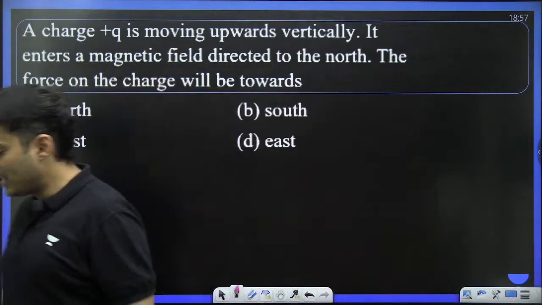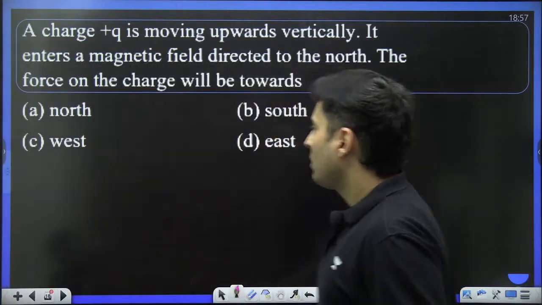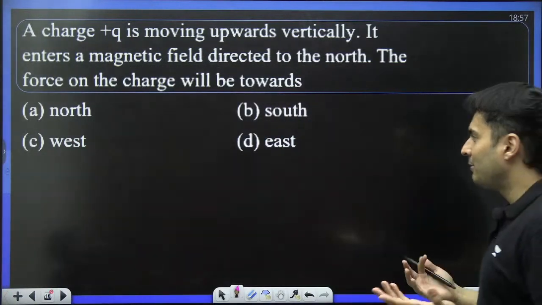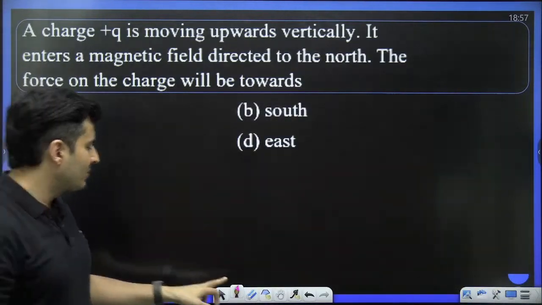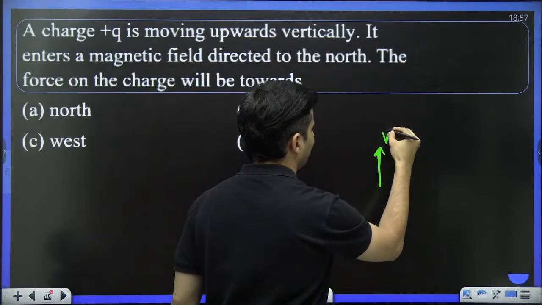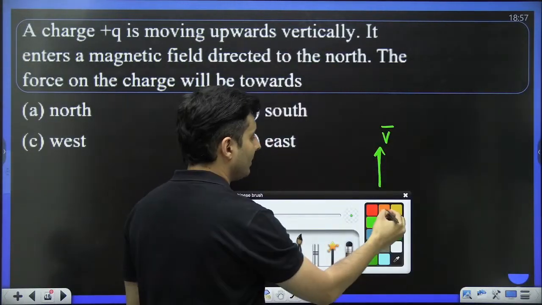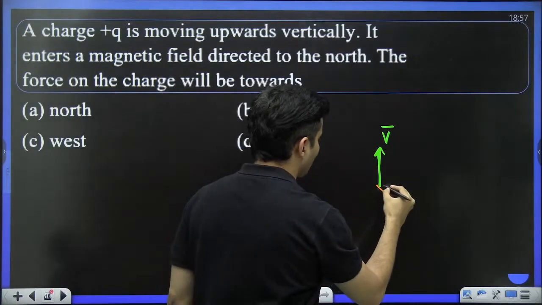Where will the force be? Come on, think about it. Up, down, left, right, north, west, south, east. Come on, think about it. If the speed is upwards and the magnetic field is in the north direction, that means let's say it is inside.